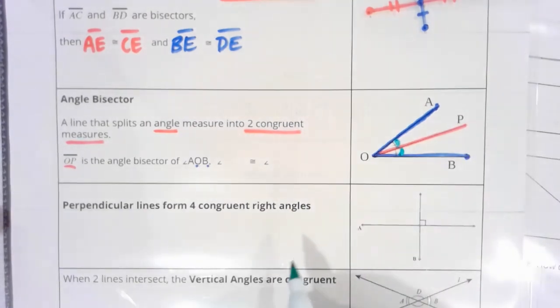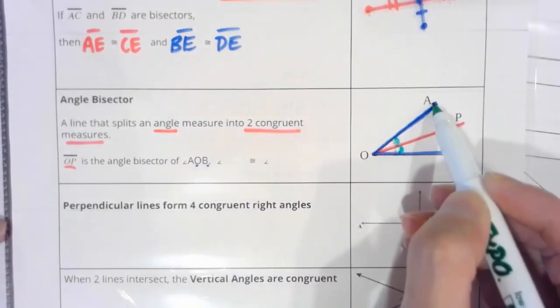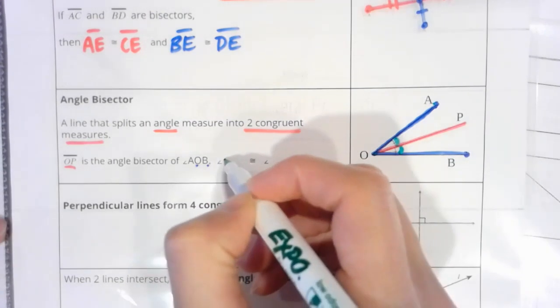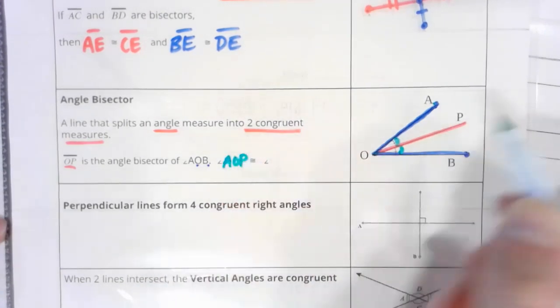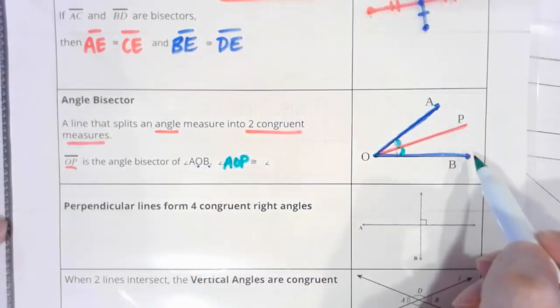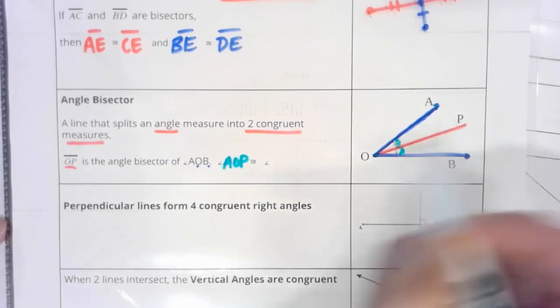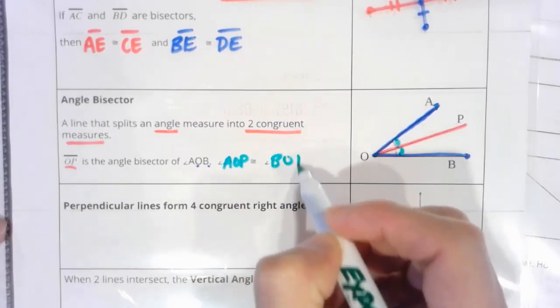So if OP is the bisector, then I can say that angle AOP is going to be congruent to angle BOP. That's the other half of the angle.